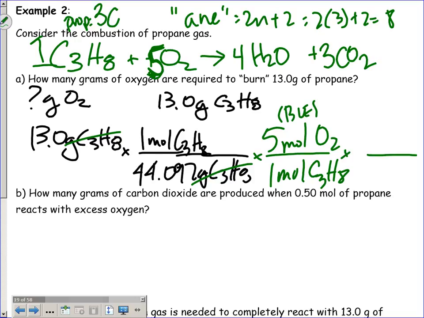Okay, so now we're in moles of oxygen, right? But the question wasn't moles of oxygen, it was grams of oxygen. So what's our last step? Shout it out. Convert what?